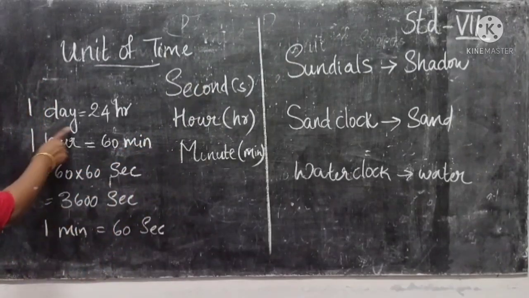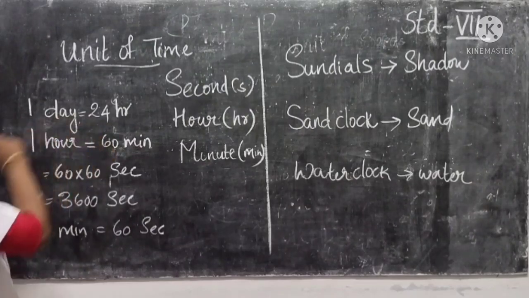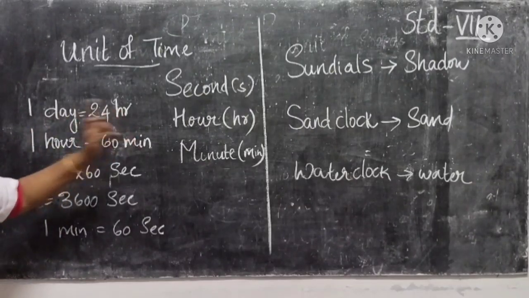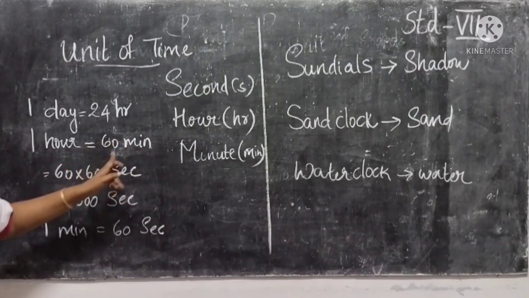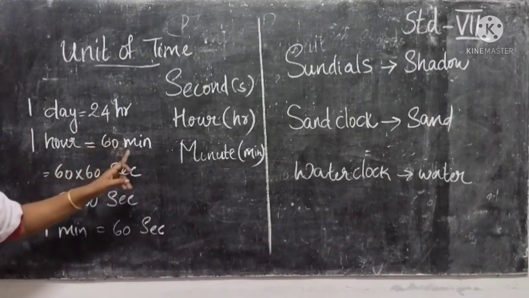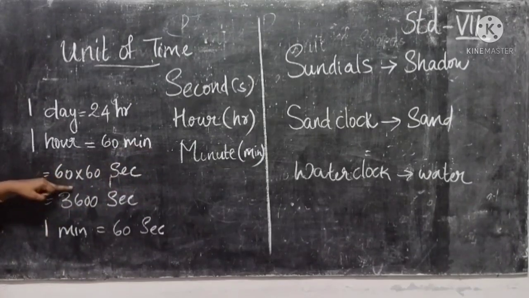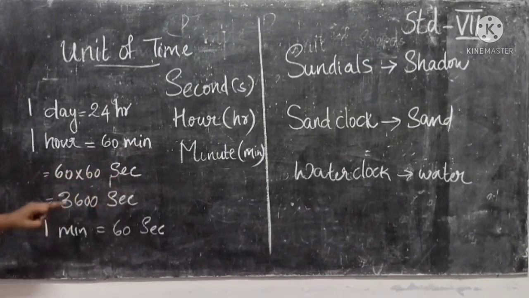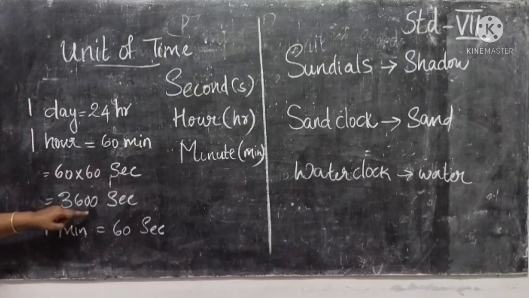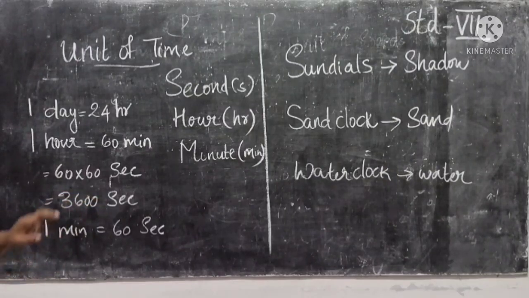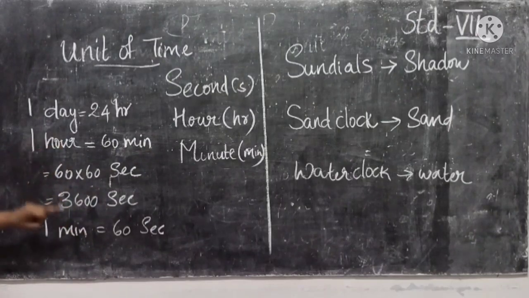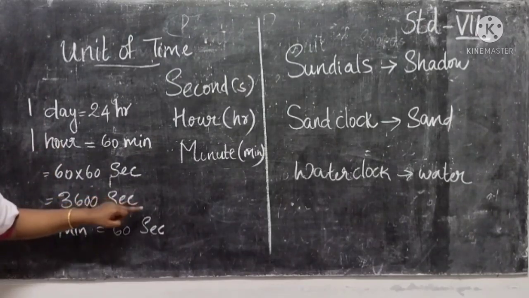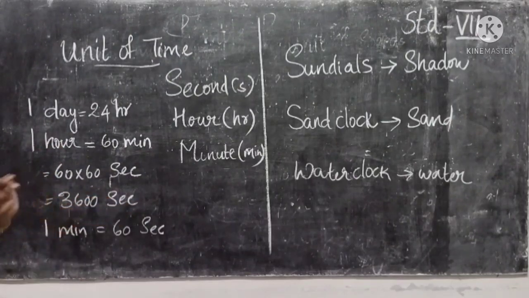So 1 day is equal to 24 hours, and 1 hour is equal to how many minutes? 60 minutes. 1 hour is equal to 60 minutes, that is 60 into 60 seconds, which is equal to 3600 seconds. And 1 minute is equal to 60 seconds.